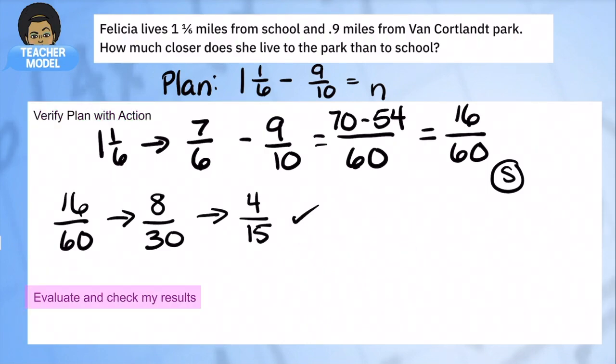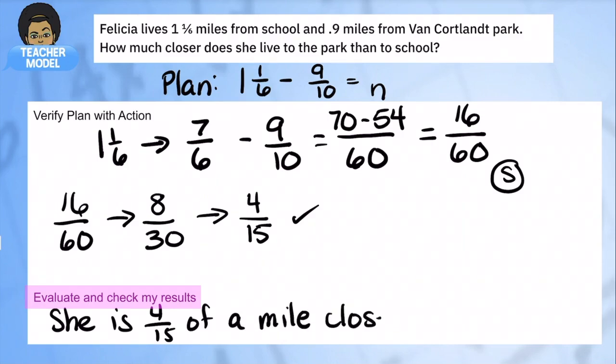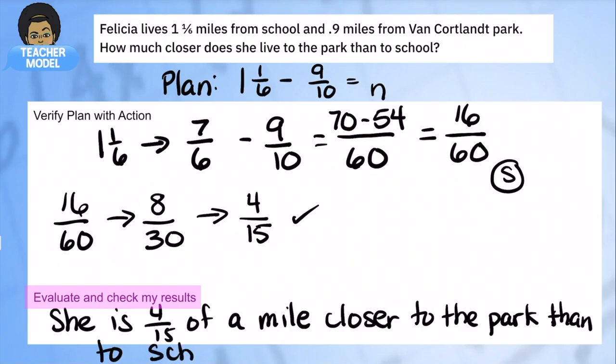So my final answer: how much closer does she live to the park than to school? She is 4/15 of a mile closer to the park than to school. I want to have a full sentence. There you have it.